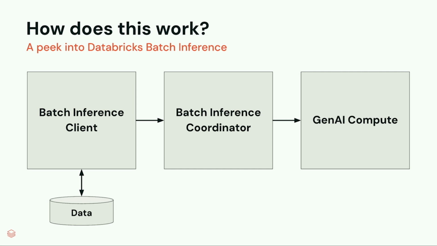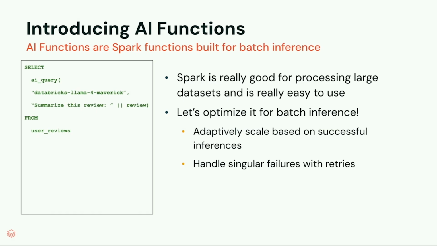Yeah, so let's dive a little bit under the hood of what's going on when you run batch inference on Databricks. So we split this out into three main components. The first is the batch inference client, then the coordinator, and then the actual Gen AI compute, and how we can orchestrate this at really high scale for your data. So first, I want to introduce AI functions. AI functions are just Spark functions that have been built for batch inference.